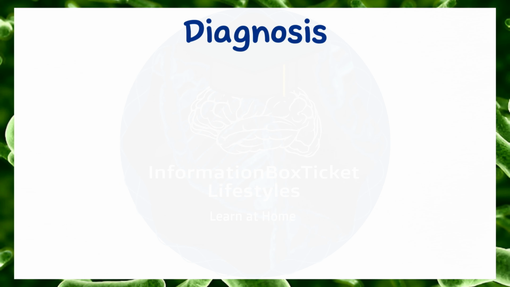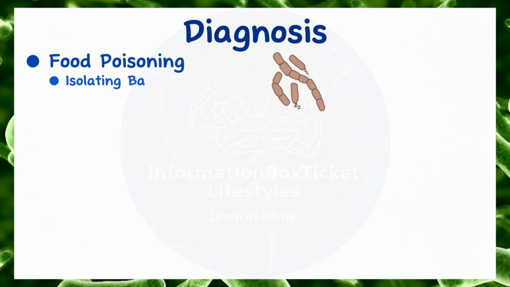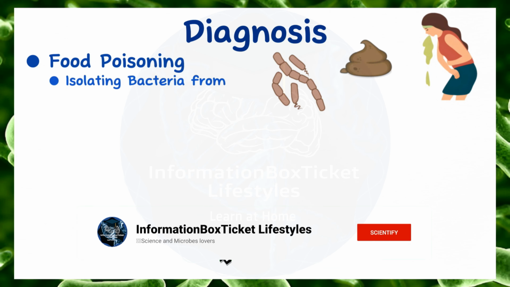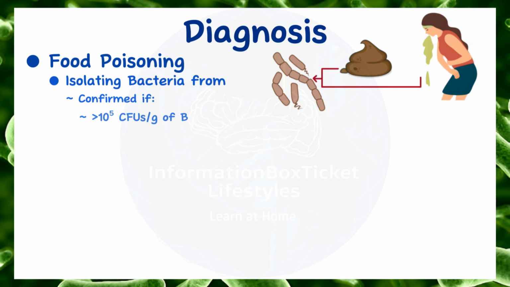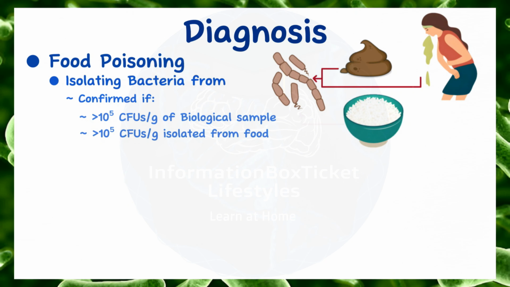Diagnosis of B. cereus food poisoning involves isolating the bacteria from vomitus or stool samples. B. cereus is confirmed only if there are more than 10^5 colony-forming units per gram of the biological sample, or if more than 10^5 colony-forming units per gram are isolated from potentially contaminated food, such as rice or pasta.